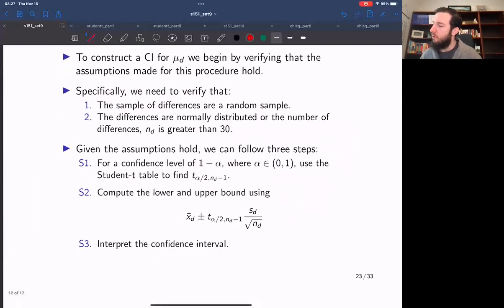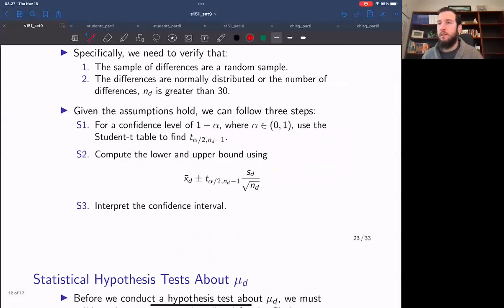Right. So our confidence interval is going to be found in the usual way. So we start with two assumptions. These are very similar to the one sample case. So we're going to assume that the sample of differences are a random sample. So we're still assuming that each observation is randomly selected, but each observation contributes 2 values now rather than 1.